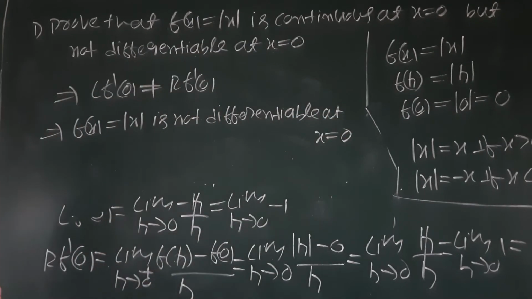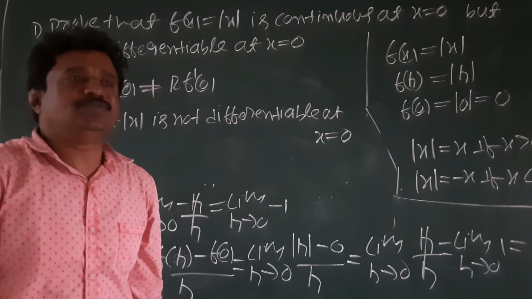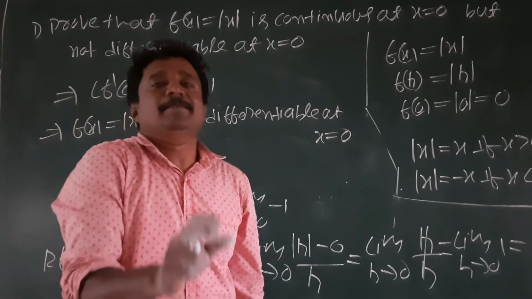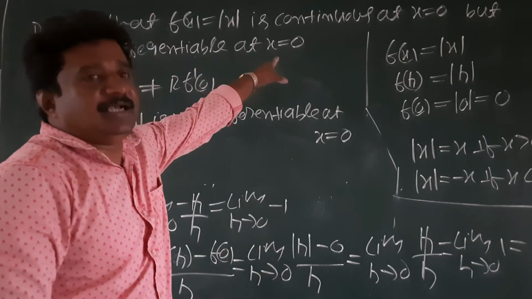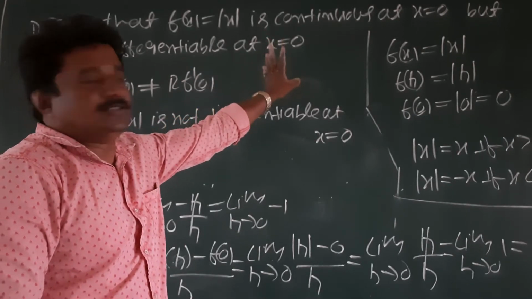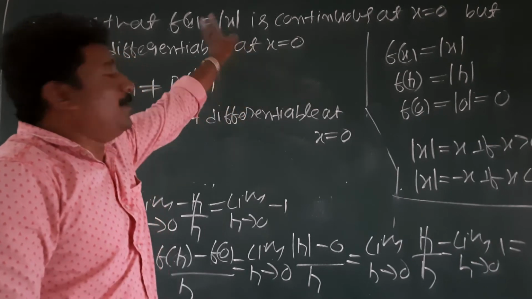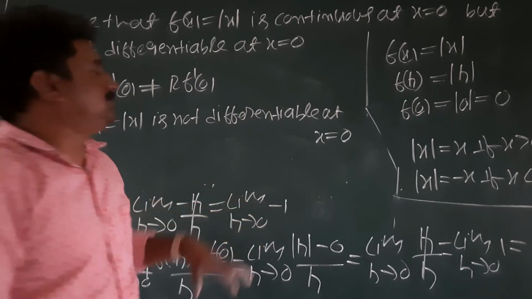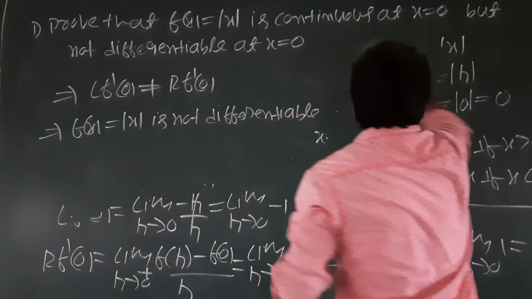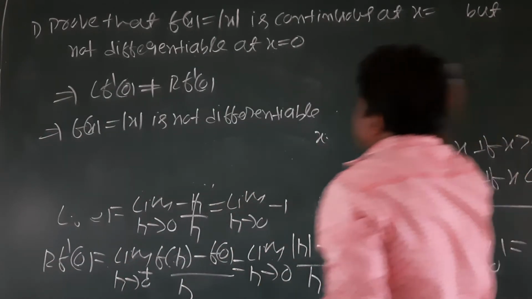From this discussion it is so clear students, modulus functions are continuous everywhere, but they are not differentiable. Differentiable means at that origin it is not differentiable. So at x is equal to 0, mod x is not differentiable. Let us solve one more question of the same type.